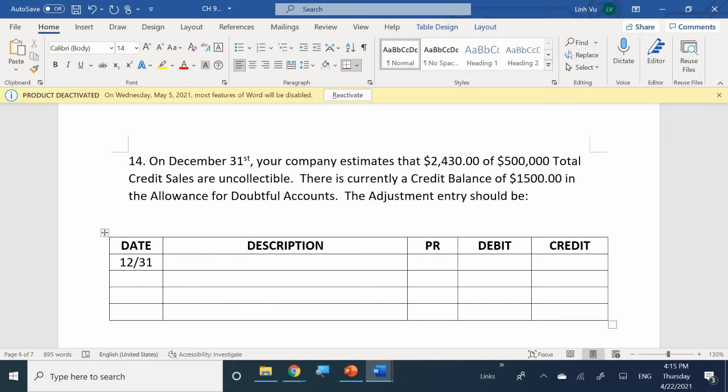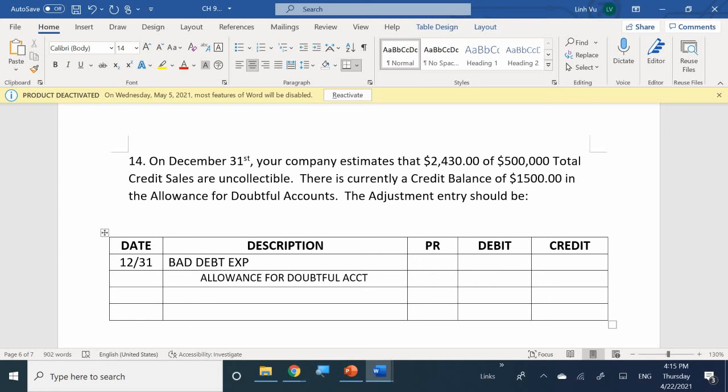Uncollectibles. Okay, so bad debt expense. Bad debt expense, my fault. It's going to be the $2,430. It is that easy, right? Because what was the key term you used? Total credit sales, right?